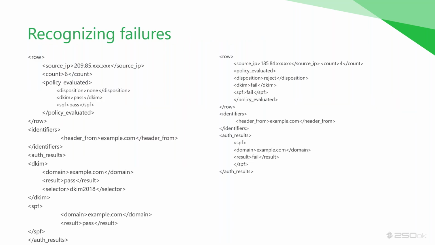And then understanding failures. Again, we have some messages here where the IP addresses are shown, the number of messages are shown, how it's being evaluated. And you'll notice in the first set of records, DKIM is passing and SPF is passing. But if you move over to the right-hand side, you'll see a different IP address. You'll see that the disposition is a reject policy and that DKIM and SPF are failing, even though it's still trying to spoof the from header.